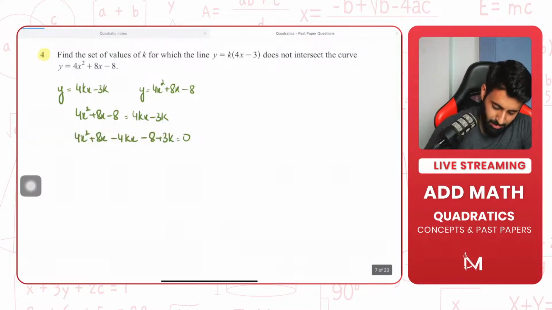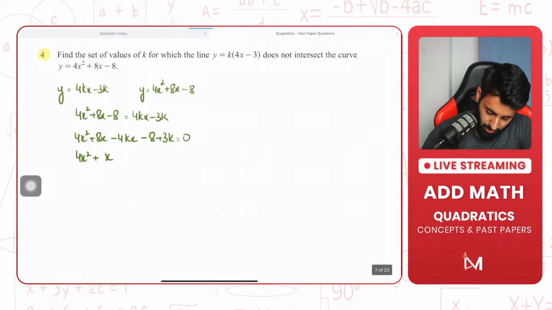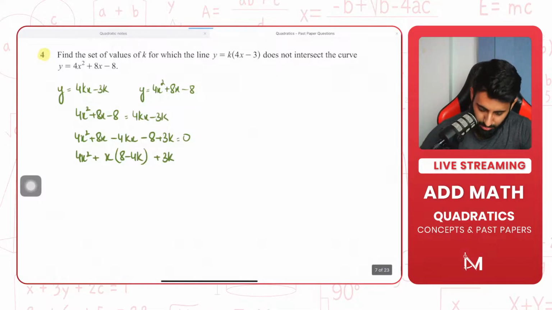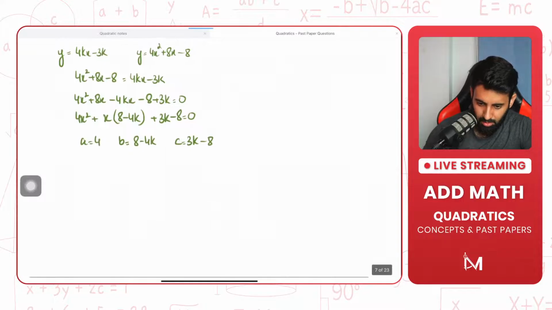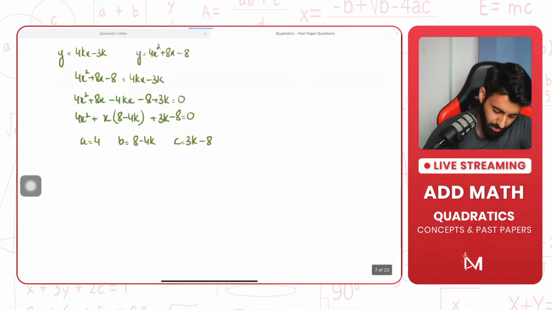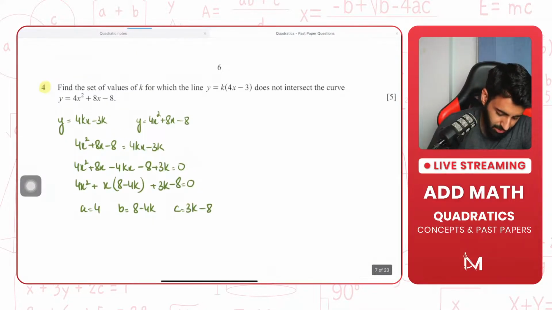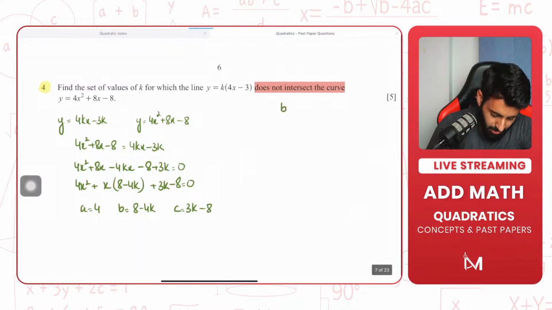I've skipped a step. I'll just do it over here. 4x squared plus, take x common, so you'll have 8 minus 4k. Please only take x common because you want the coefficient of x. Even if you can take something else common, don't do that. Okay, plus 3k minus 8. I've just rearranged them so that they look nice. A is 4, B is 8 minus 4k, and C is 3k minus 8. Okay, let's see. Since it says does not intersect the curve, that means what are we going to do with the discriminant? B squared minus 4ac is less than 0.